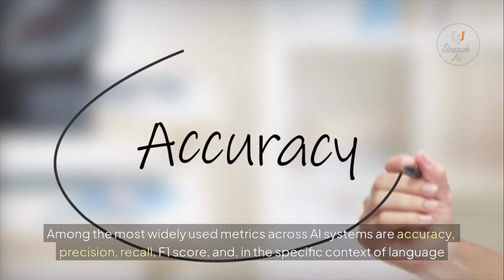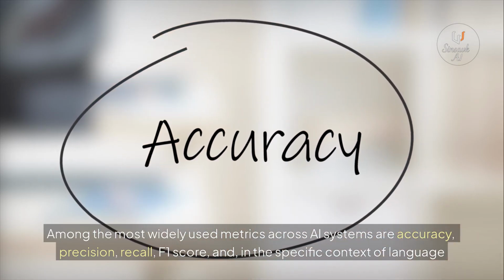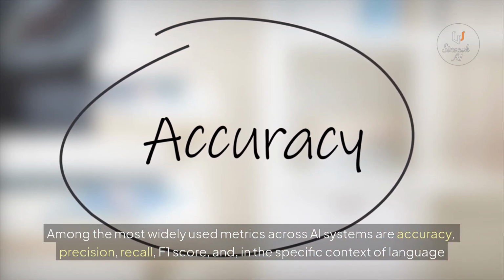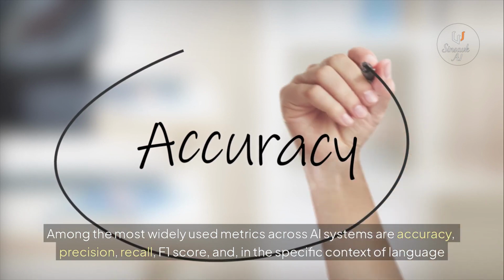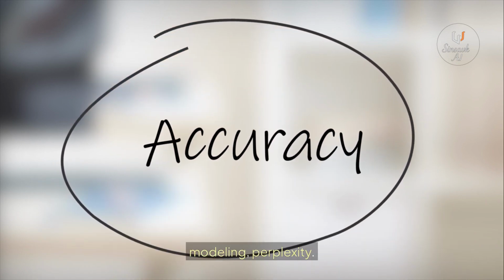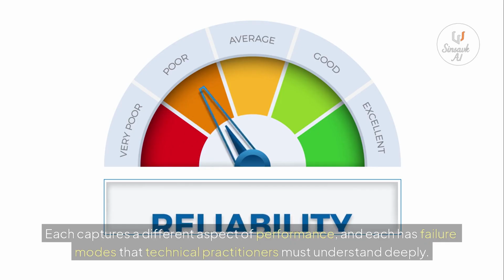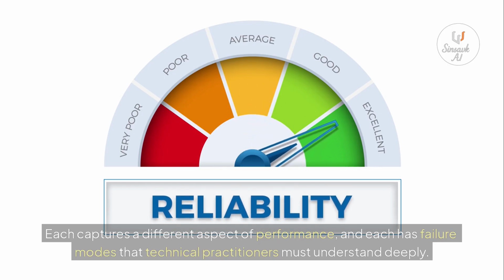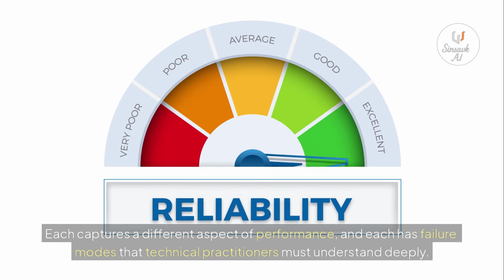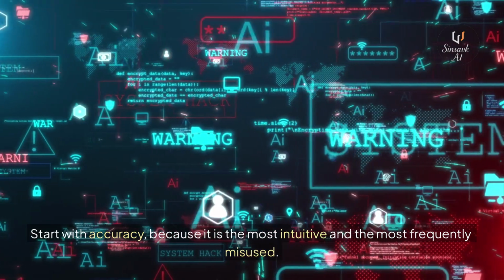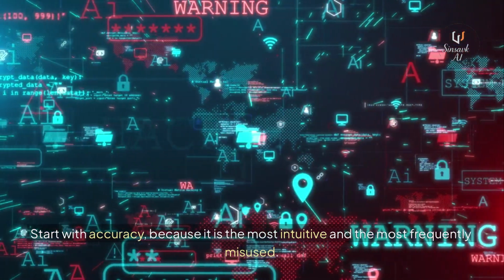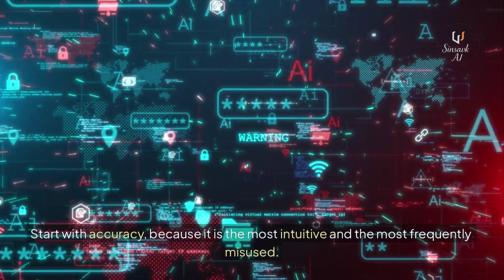Among the most widely used metrics across AI systems are accuracy, precision, recall, F1 score, and, in the specific context of language modeling, perplexity. Each captures a different aspect of performance, and each has failure modes that technical practitioners must understand deeply. Start with accuracy, because it is the most intuitive and the most frequently misused.